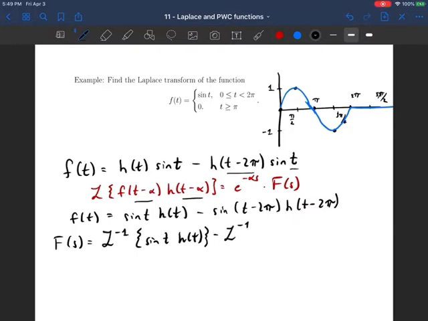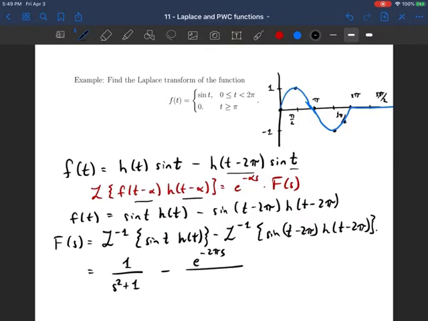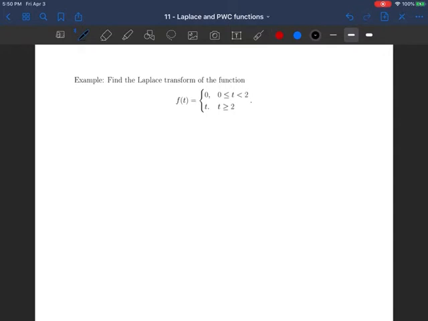All right, so to find F of s, we take the Laplace transform of sine t h of t minus the Laplace transform of sine of t minus 2 pi h of t minus 2 pi. What does that get us? Well, for the first one, it's just going to be 1 over s squared plus 1. For the second one, so we get minus, then we have to shift everything over. So this shift theorem tells us it's e to the minus 2 pi s over s squared plus 1. There we have it. That is the Laplace transform.